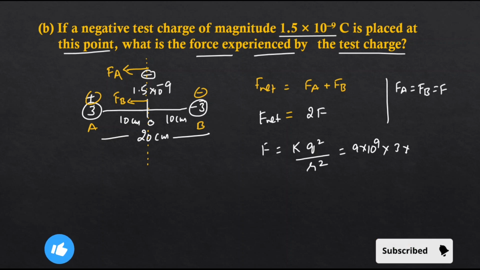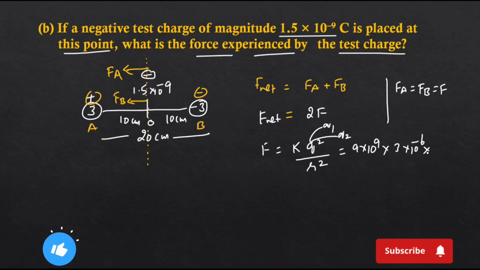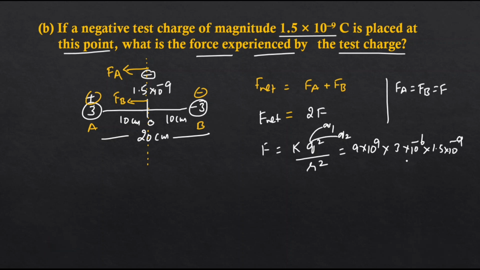So what we will get here: 9 into 10 to the power of 9 into Q1 value 3 into 10 to the power minus 6. Q2 value, one more charge is there. Here we can take Q square, but we write Q1 and Q2 as two different charges. So 3 into 10 to the power minus 6, and one more charge, the negative test charge, that is 1.5 into 10 to the power of minus 9, whole by distance square, that is 10 to the power minus 2.